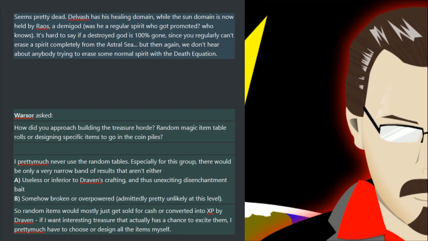Warsaw asked, how did you approach building the treasure hoard? Random magic item table rolls, or designing specific items to go into coin piles? I pretty much never use the random tables, especially for this group. There would only be a very narrow band of results that aren't either A, useless or inferior to Draven's crafting, and thus unexciting disenchantment bait, or B, somehow broken or overpowered, admittedly pretty unlikely at this level. So, random items would mostly just get sold for cash or converted into XP by Draven. If I want interesting treasure that actually has a chance to excite them, I pretty much have to choose and design all the items myself.